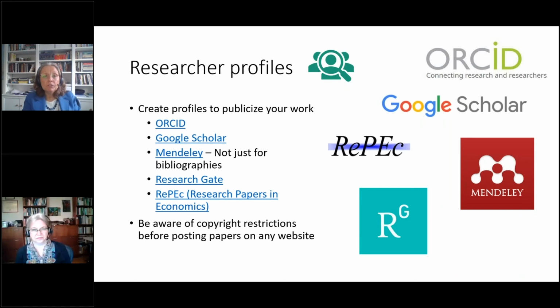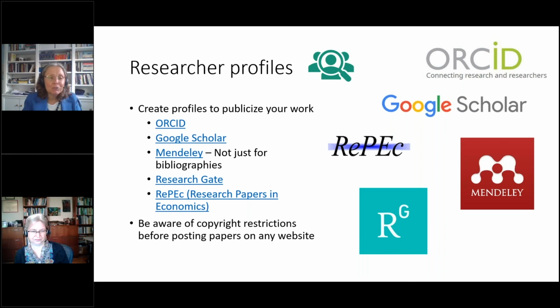The other kinds of things you can do is update your researcher profile. And there's a number of them. There's ORCID, which I'll come back to in a minute, as well as Google Scholar. I'll come back to both of those. Mendeley also keeps profiles, and it's not just used for bibliographies, but it's a way of highlighting your own work. ResearchGate is another one that people often use, pretty widely used.